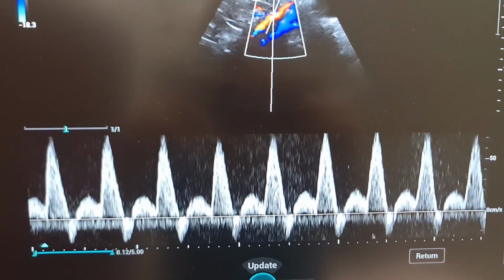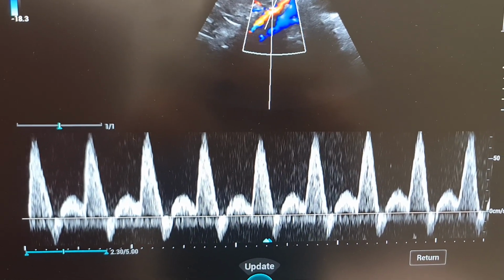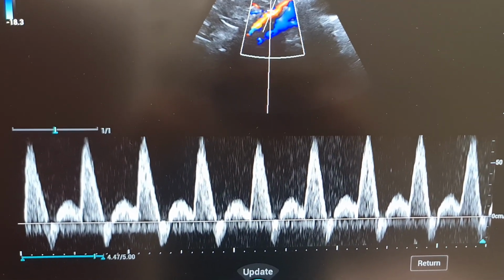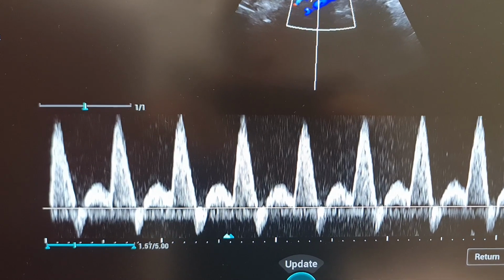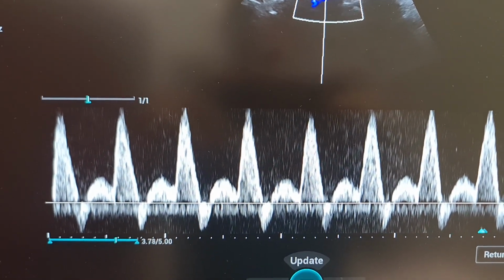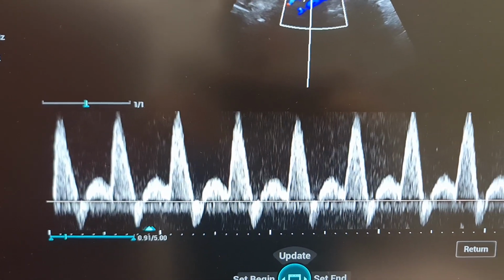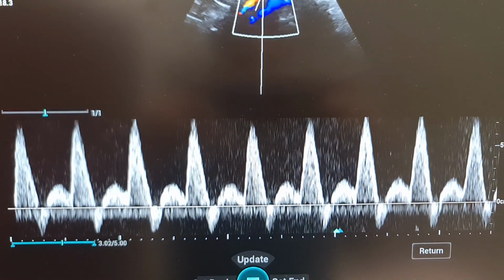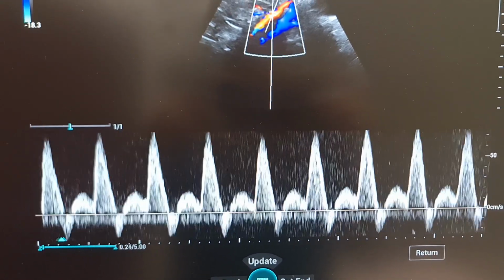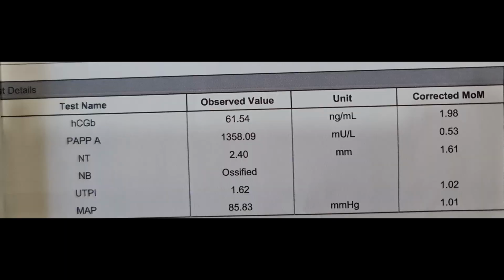Of course, if you have moved too much laterally or if your gate is over the iliac vessel, you will get a waveform like this, and this is a typical waveform of the iliac artery, and this is not the uterine artery, and we can easily identify the iliac artery from this waveform.